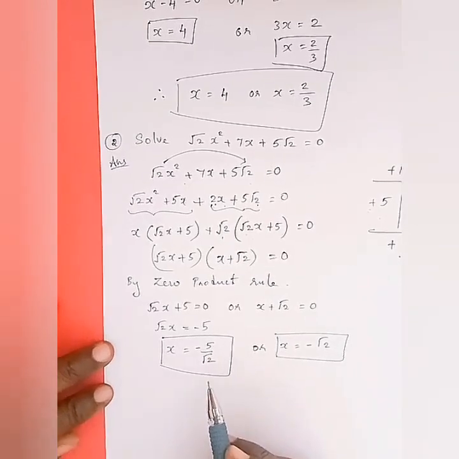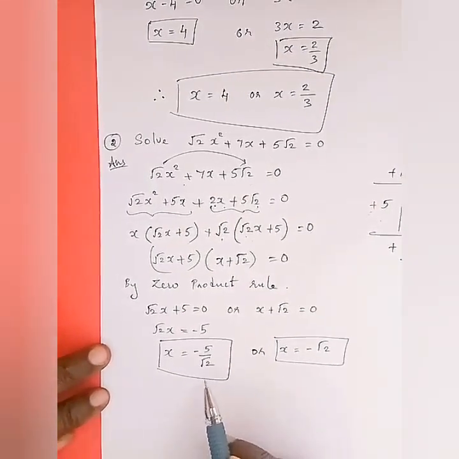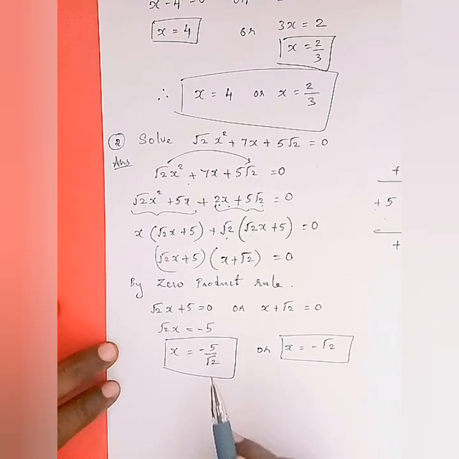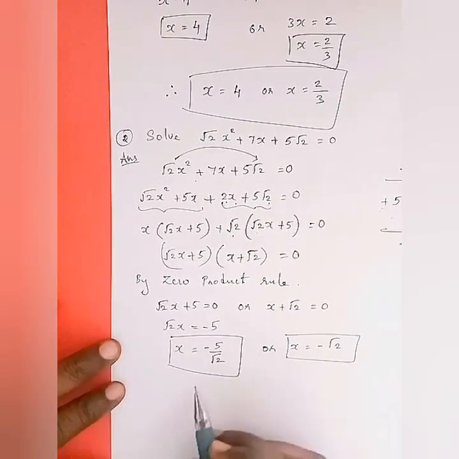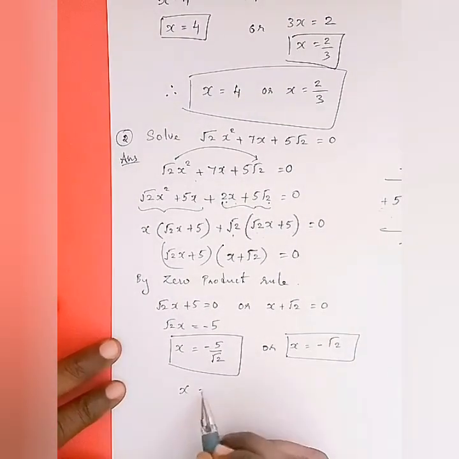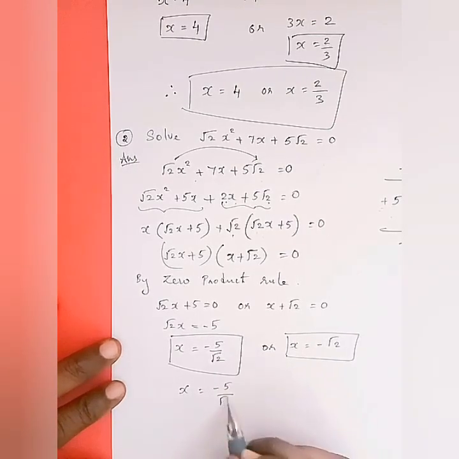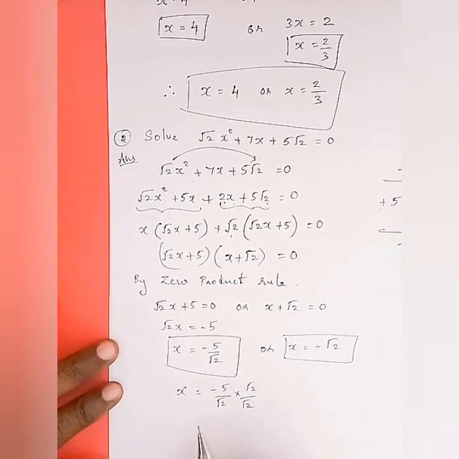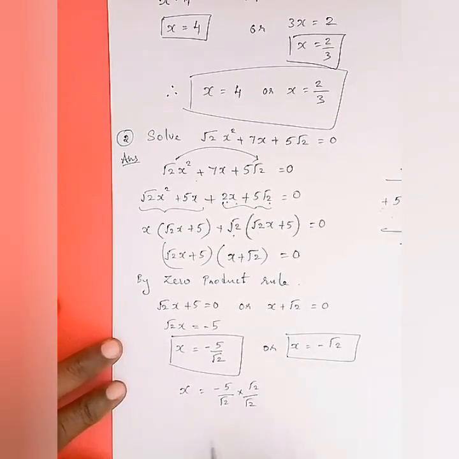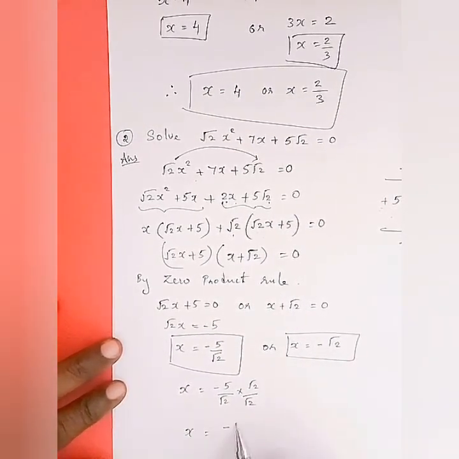by root 2. But usually we won't keep the denominator as root 2, root 3 and all. Irrational number we won't keep it. So try to make it a rational number. So x is equal to minus 5 by root 2, rationalize it. So by root 2 I can multiply in the numerator and denominator. So x is equal to minus 5 root 2 by 2.